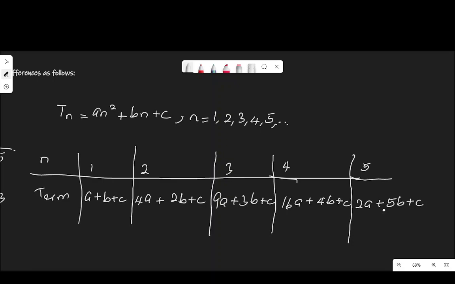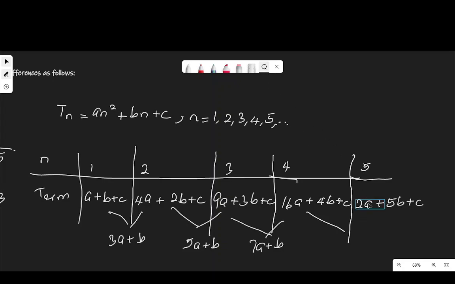Again, let's take their differences. When we subtract this from this, we have 3a plus b. Subtracting the next, I will have 5a plus b. Again, I subtract this, and we have 7a plus b. Subtract this, I wrote 2a here instead of 25a. It's supposed to be 25a, not 2a. So 25a, what is wrong?